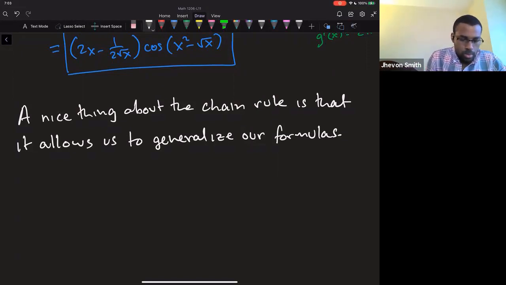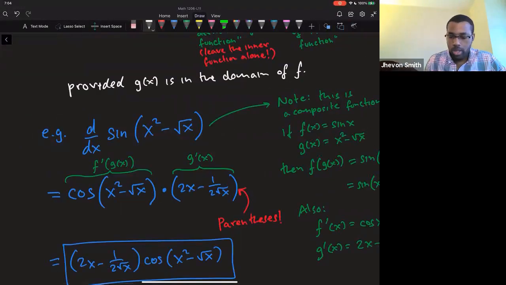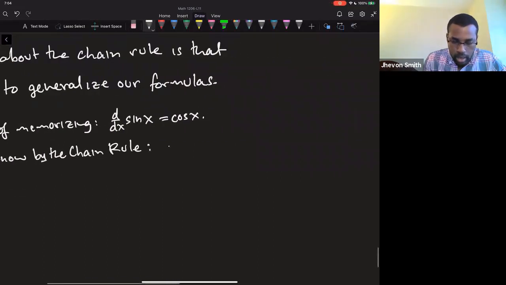So for example, instead of memorizing the derivative of sine of x equals cosine of x, and then you go on a test and you see something like this, and then you're totally confused with what to do, we can know by the chain rule that I can know how to differentiate sine of anything.